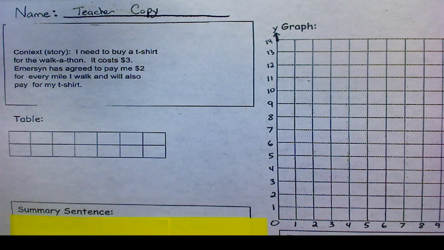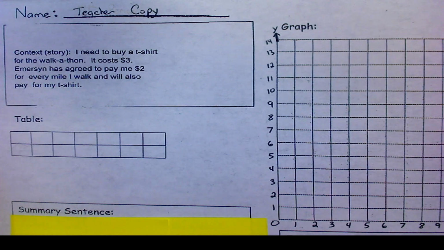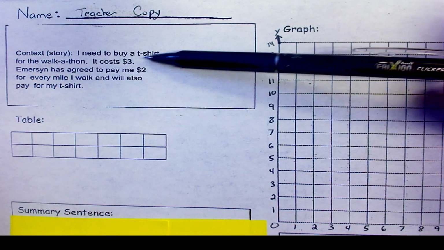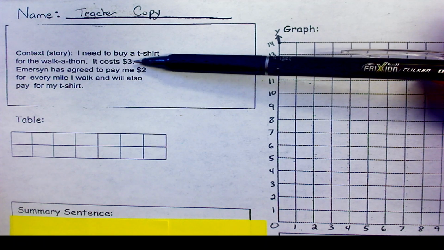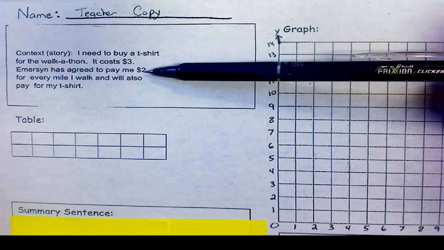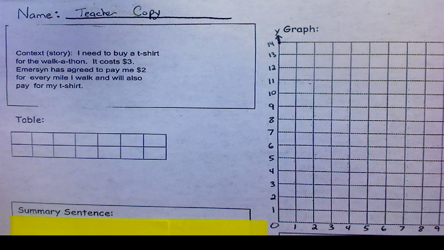Okay, so let's take a look at our second problem for today, and this one is about a person named Emerson, and they will actually pay for a t-shirt that I have to buy. It cost me $3, so they're going to pay for that. He's agreed to pay for the shirt, and he'll also pay me $2 for every mile that I walk.